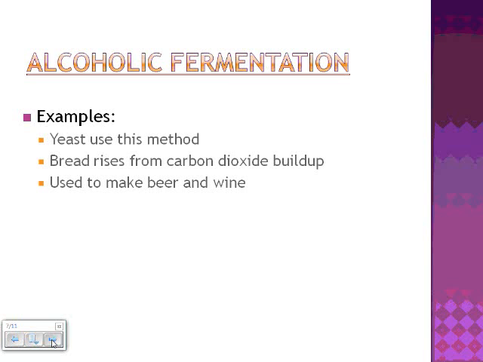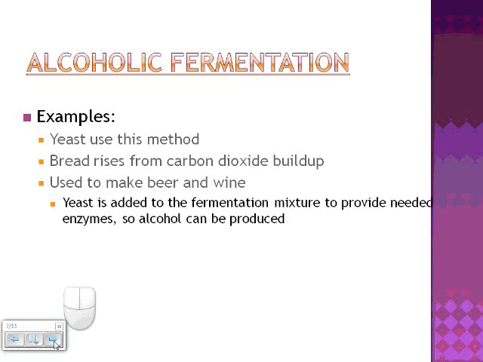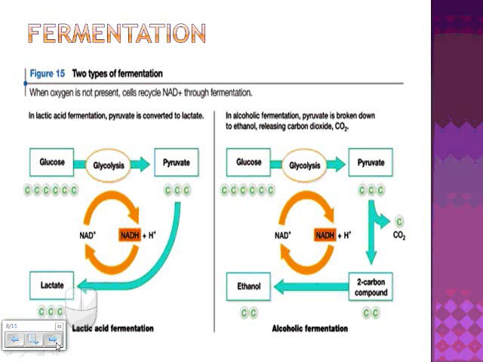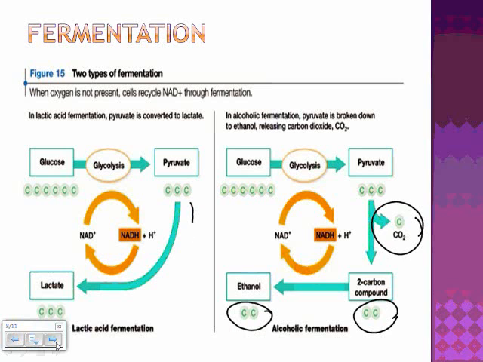Alcoholic fermentation is also what's used to make beer and wine. The yeast is added to the mixture that's meant to be fermented, and the alcohol is produced as a waste product. This is a nice little picture showing us our two processes of fermentation and how they're a little different. If you notice here, our big difference is that we lose that carbon dioxide, turning it into a 2-carbon compound, and we end with 2. In this case, no loss of carbon, so we continue with our 3.